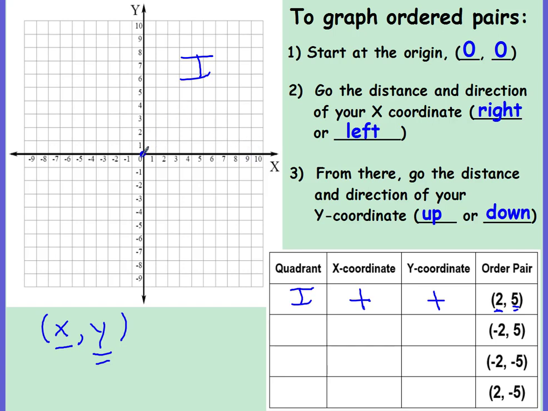We're going to start at the origin. I'm going to move over to 2, and then I'm going to go up 5 lines to right here. And where the 2 lines intersect, that's where you plot your point.